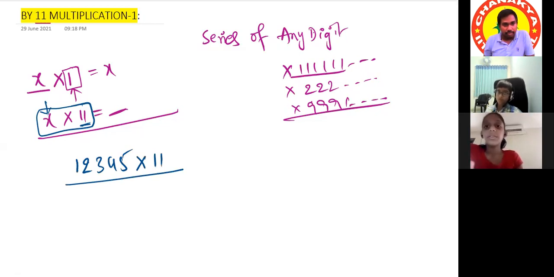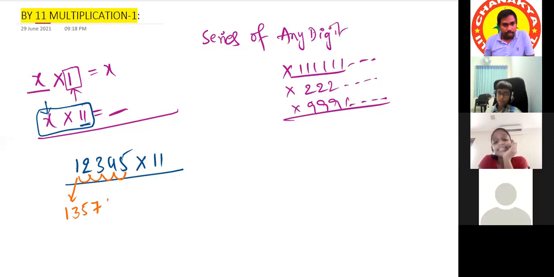Just see, all of you, listen to me carefully. See here. Take the first digit as it is, 1. Okay. 1 plus 2 is how much? 3. 2 plus 3 is how much? 5. 3 plus 4 is? 7. 4 plus 5 is? Sir, 4 plus 5 is 9, sir. 9. And take the last digit also as it is.